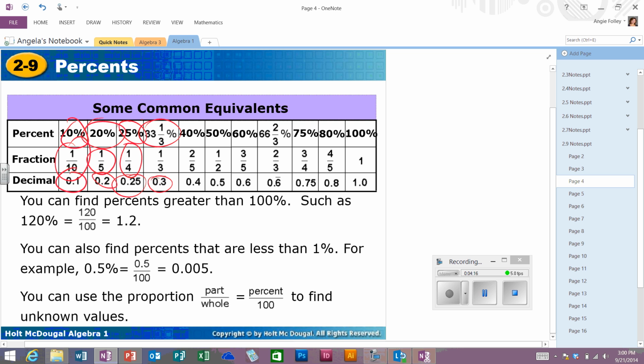You can find percents greater than 100. For example, if I have 120%, you would put 120 over 100 and simplify it, and that would become 1.2.